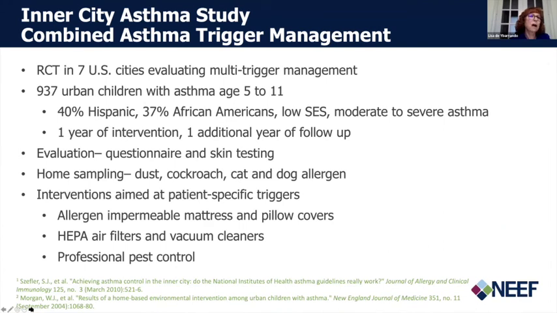Okay, so we talked about previous studies focusing really on single allergen intervention rather than multiple exposures. But this inner city asthma study was a great example of using combined asthma trigger management. And it evaluated the effectiveness of home-based multi-trigger environmental intervention for school-age children with moderate to severe persistent asthma, to determine if there was an improvement of asthma symptoms and decreased use of healthcare services.